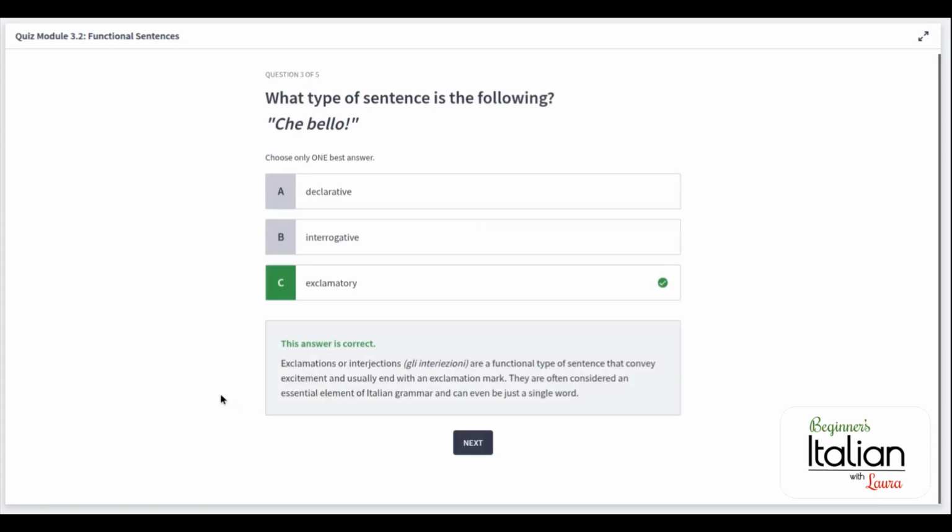All right, so this one was exclamatory. Exclamations or interjections, gli interiezioni, are a functional type of sentence that convey excitement and usually end with an exclamation mark. They're often considered an essential element of Italian grammar and can even be just a single word.